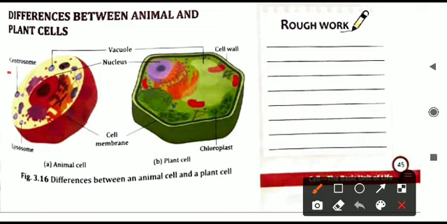Then we have the centrosome. This is also a special thing. This is responsible for cell division, and it is also present only in animal cell. It is not found in the plant cell. So like this many parts are there.